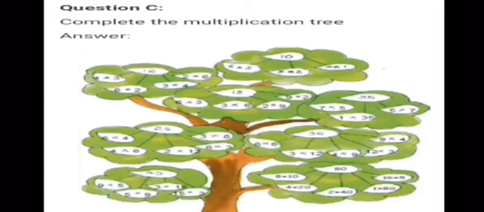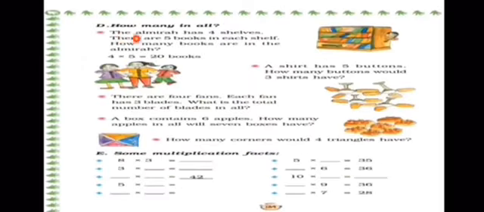So start filling up this in your textbook. Page number 134. How many in all? The Almirah has 4 shelves. There are 5 books in each shelf. How many books are there in the Almirah? So what we are going to do, 4 multiplied by 5 is 20. So instead of doing 5 plus 5 plus 5 plus 5, 4 times, we are just doing 4 5s are 20.